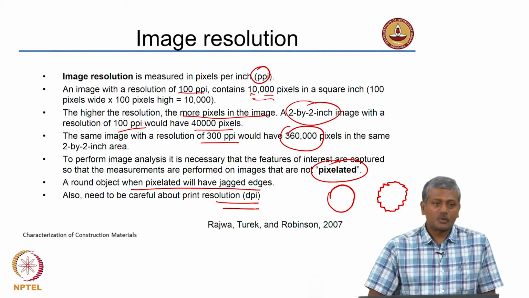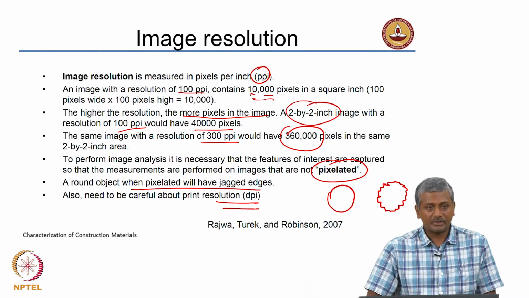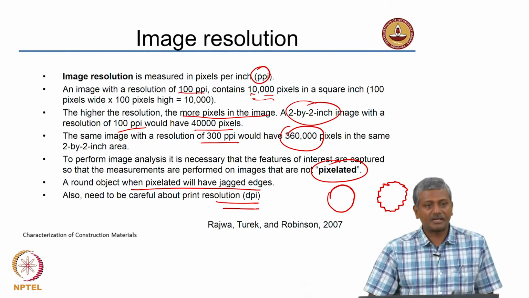No, a pixel is always a square. A pixel is a square element; a picture element is always square. So you are choosing fewer squares to represent the same area. That is basically your pixelated image.